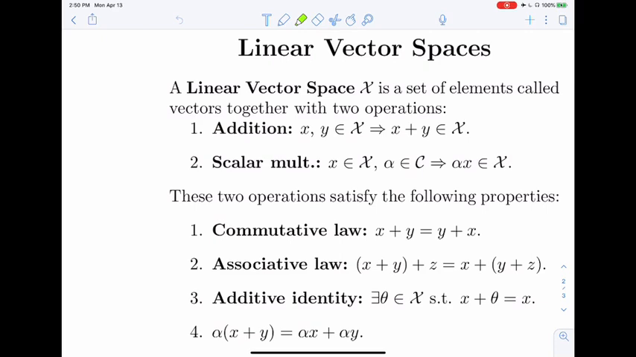and I'm on this part that is the column labeled linear vector spaces. So we'd like to talk a little bit about what is a linear vector space and what does it do for us. A linear vector space, and I'm just going to notate that with some kind of fancy script X, is really just a collection of objects, a set of elements called vectors. And there needs to be two operations defined to make this linear vector space.